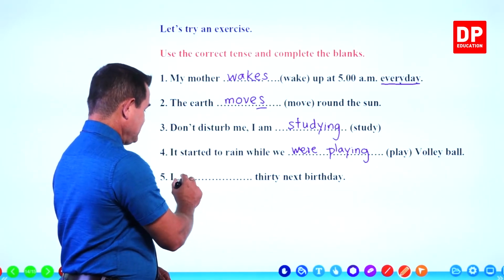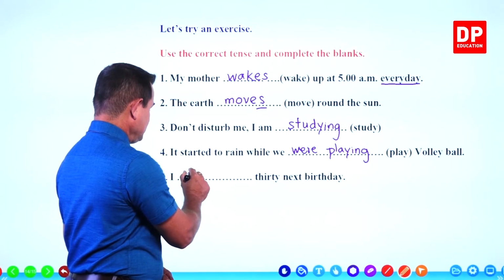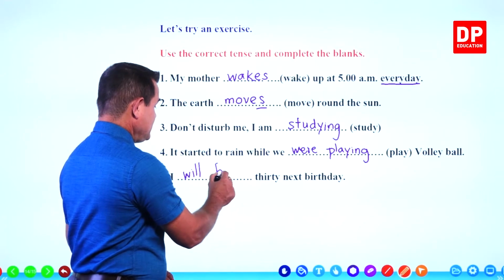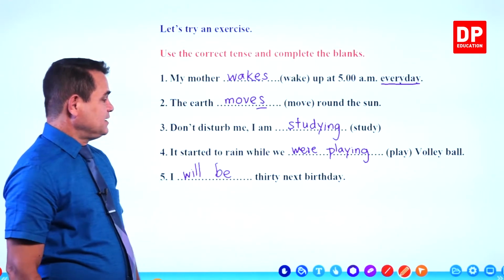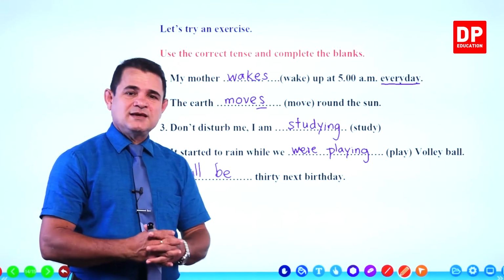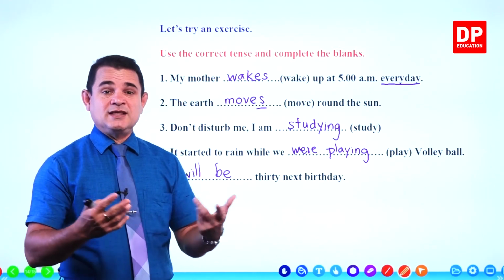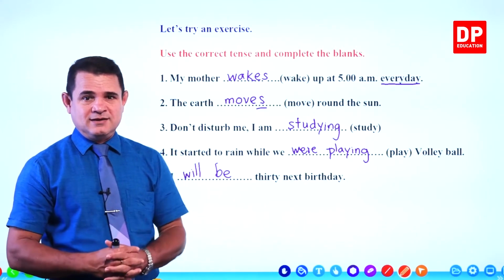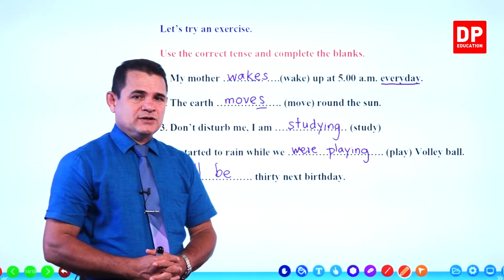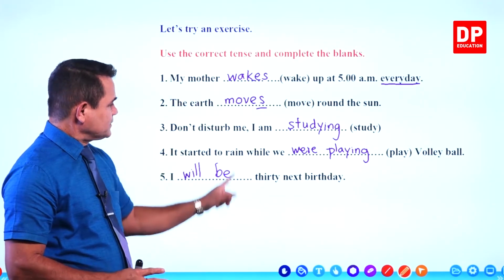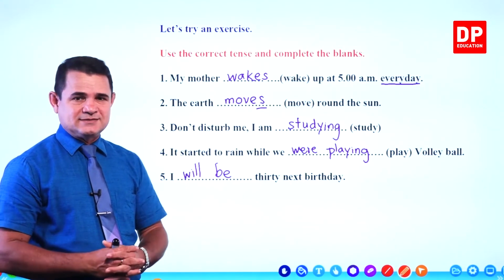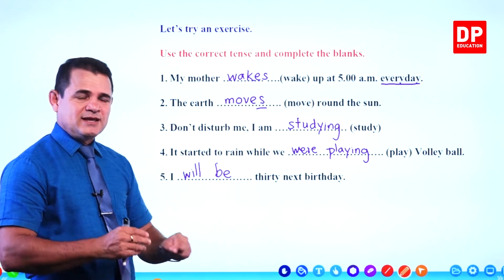In future, you tell using will. I will be 30 next birthday. Next birthday, I'll be 20, 25, any age as you feel, right? So that is talking about the future. So now you see, for different sentences, you got different tenses.